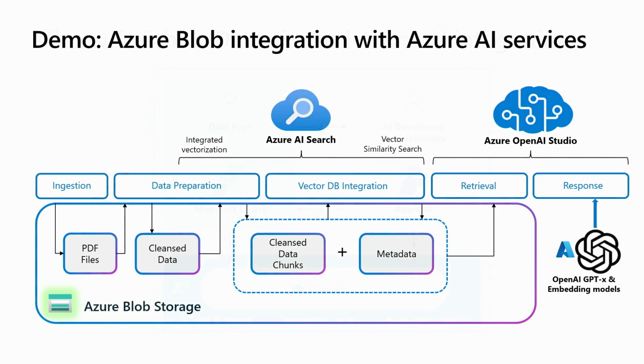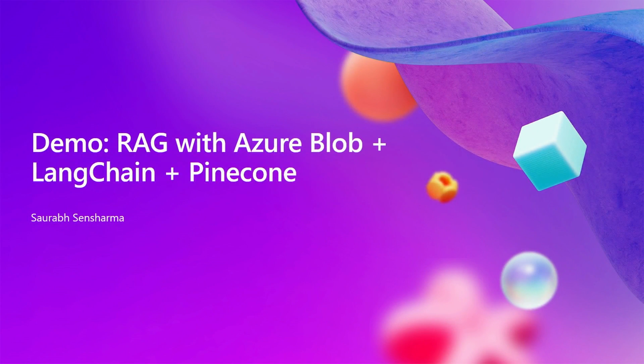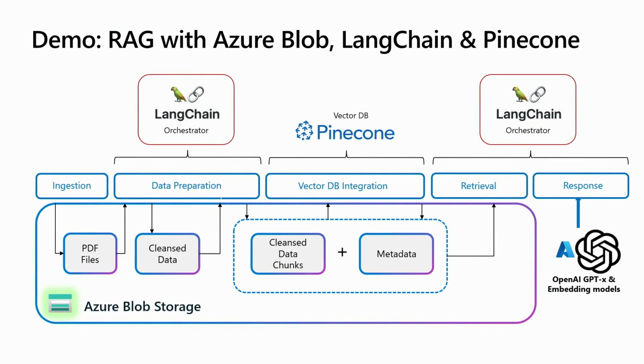our slides here, and let's look at, we just saw the OneLake integration within AI Search, just like blob storage. So now we're going to do a demo where we are going to replace our vector DB with Pinecone and our orchestrator with LangChain. Right? This is a very popular developer framework and orchestrator. The rest of the setup remains the same.